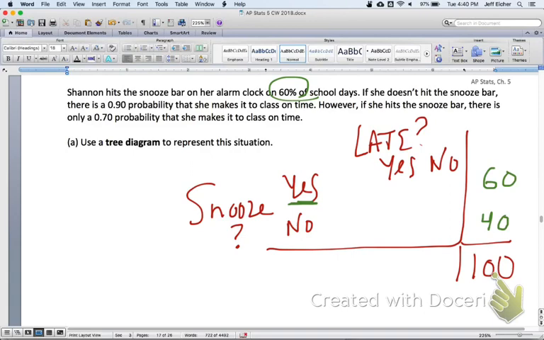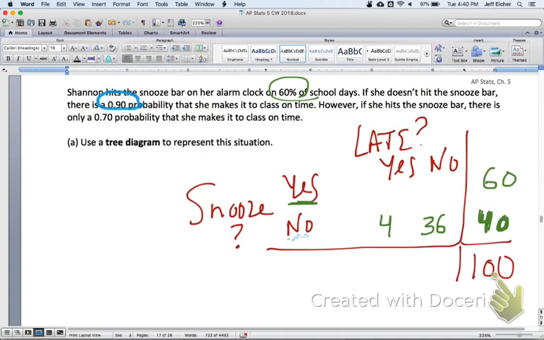And now the tricky part is on the inside. We have this 90% probability that if she doesn't hit the snooze, so that's down here, there's a 90% chance. So how many days would that be? You have to do 90% of the 40. 90% of 40 would be 36 with a leftover 4. So again, that 36 came from 90% out of 40 days. So how many days is that? 90% of 40 is 36.